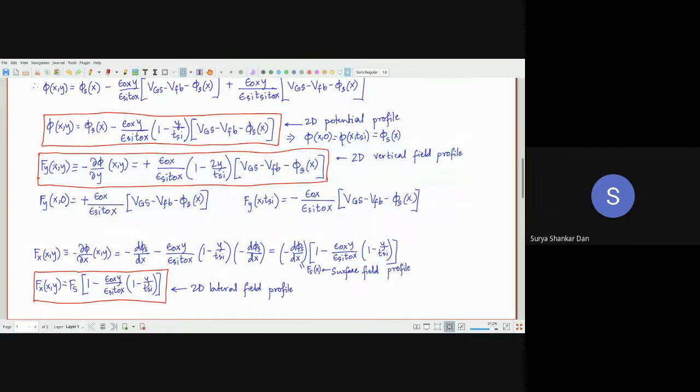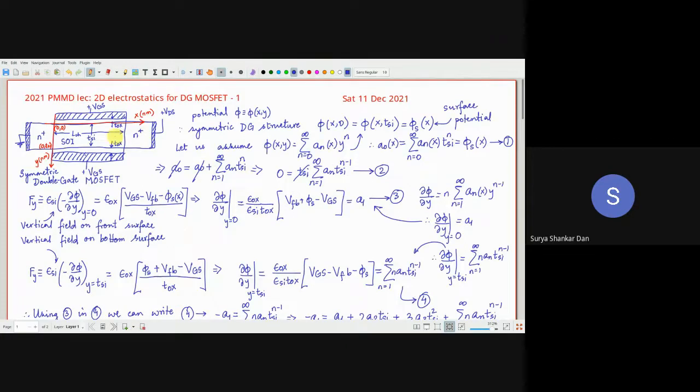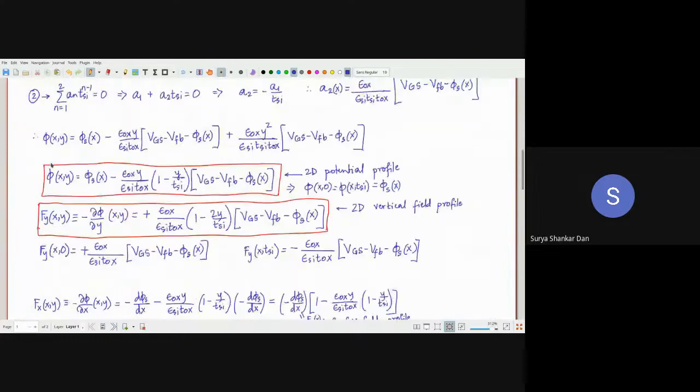So from the vertical field perspective, consider the vertical field on the top surface, that means y equal to 0. If you put y equal to 0 here, it simply turns plus. If you take y equal to tsi, this y over here essentially becomes tsi. Tsi cancels. 1 minus 2 is minus 1, giving you a minus over here. That's exactly what it's supposed to be, right? Because the field on the bottom surface is opposite to the direction of y, whereas the field on the top surface is along the direction of y.